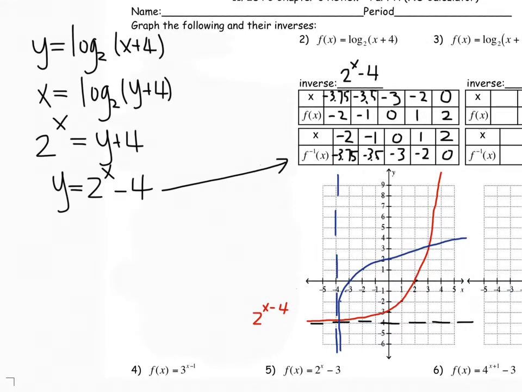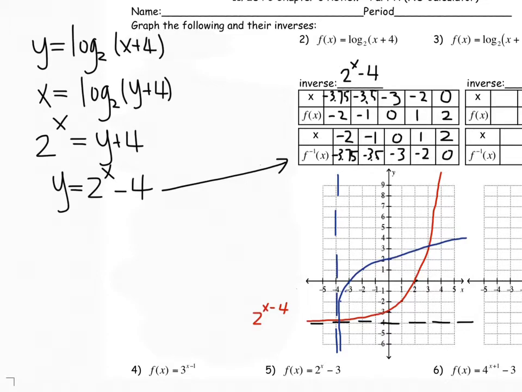Question number 2. f of x equals log base 2 of x plus 4. Just like I did the previous examples, I'm going to use the algebraic method to find the inverse function. So first step, y equals log base 2 of x plus 4. Don't forget to rewrite the function, x to y, y to x. So you are switching the input to the output. Then you solve for y.